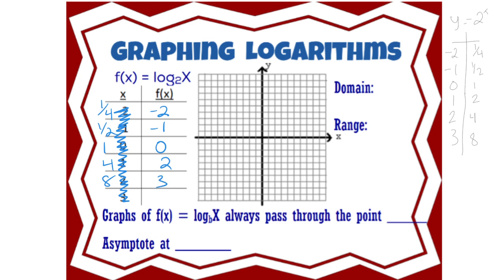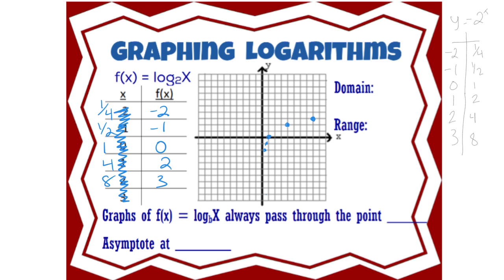Now let's go plot those points so you can see what happens. Going over a 4th, down 2. Over a 1/2, down 1. Kind of hard to show that. Over 1, up 0. Over 4, up 2. Over 8, up 3. Okay, you can kind of see this happening now.